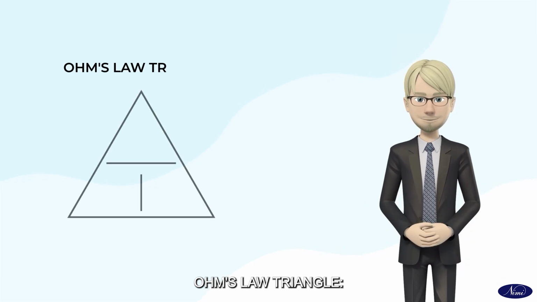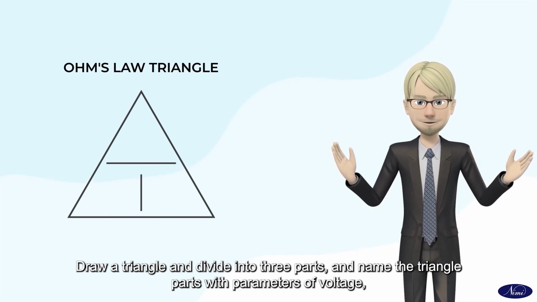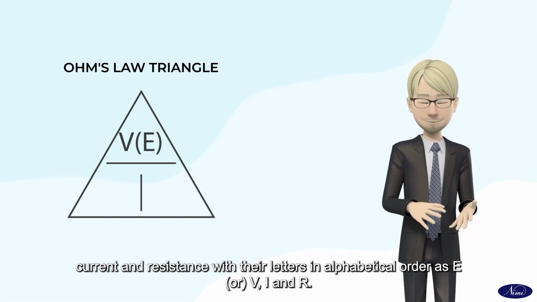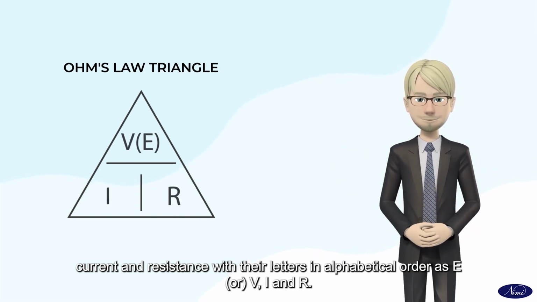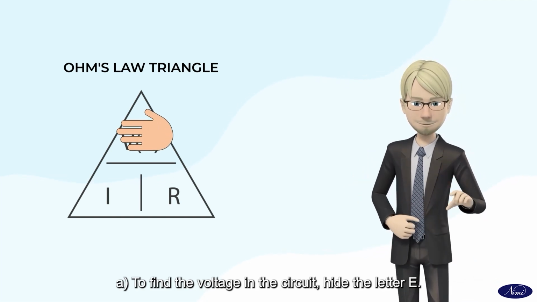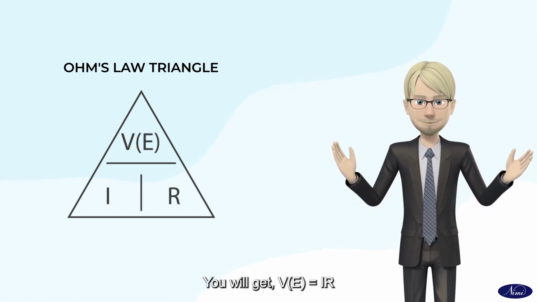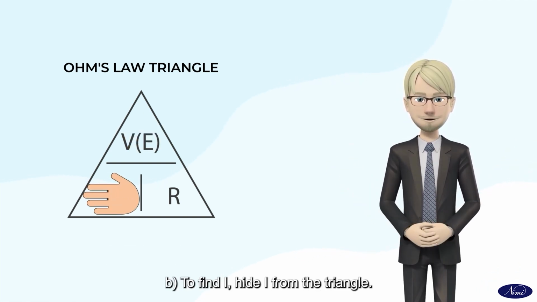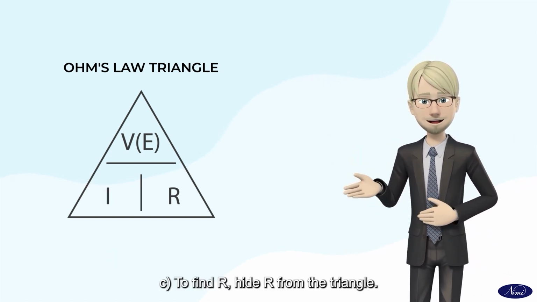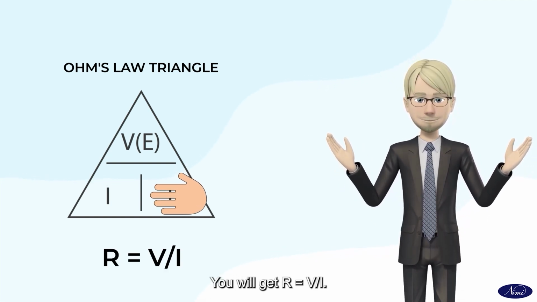Ohm's law triangle. Draw a triangle and divide it into 3 parts and name the triangle parts with the parameters of voltage, current, and resistance, with the letters in alphabetical order as E or V, I, and R. Taking E for voltage: A. To find the voltage in the circuit, hide the letter E. You will get V is equal to IR. B. To find I, hide I from the triangle. You will get I is equal to V by R. C. To find R, hide R from the triangle. You will get R is equal to V by I.